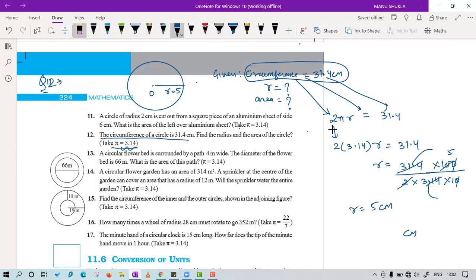And finally we have to find the area. That's very simple. Just write the formula of area of circle. Area is pi r square. So 3.14 into 5 into 5. So that is 3.14 into 25. Now you can multiply these two and your answer will be coming in centimeter square. Okay. Now let's see the next question.